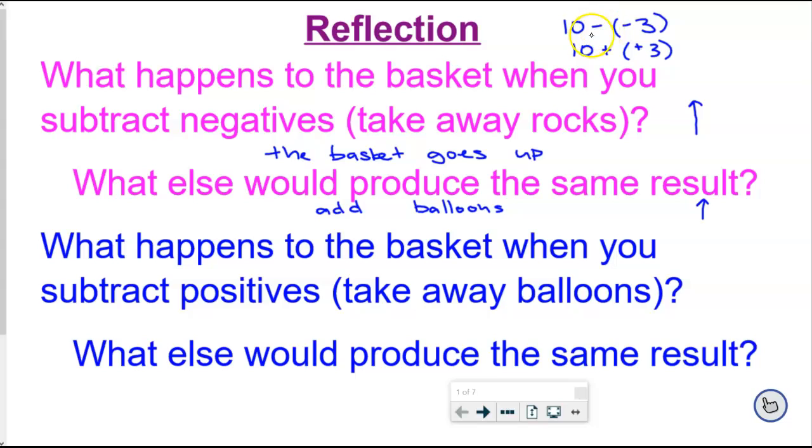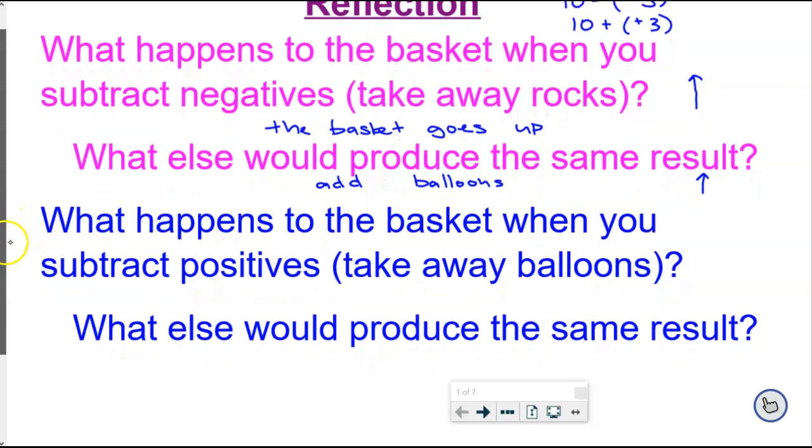How long have you been taking away negatives? About a week, right? How long have you been adding positives? Probably since you were 5, right? So which one is going to be a little bit easier to do? Probably the one that we've got a lot of experience with. So you can change the problems. We're going to be practicing that today.